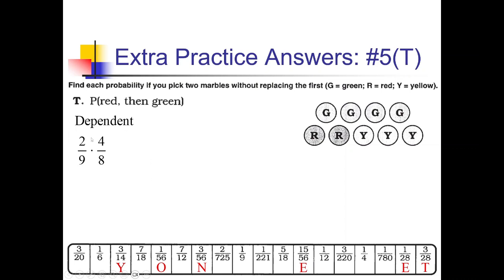This all multiplies out to 8 over 72, which I can reduce by 8s to get 1 over 9. So that's going to be a T for 1/9.